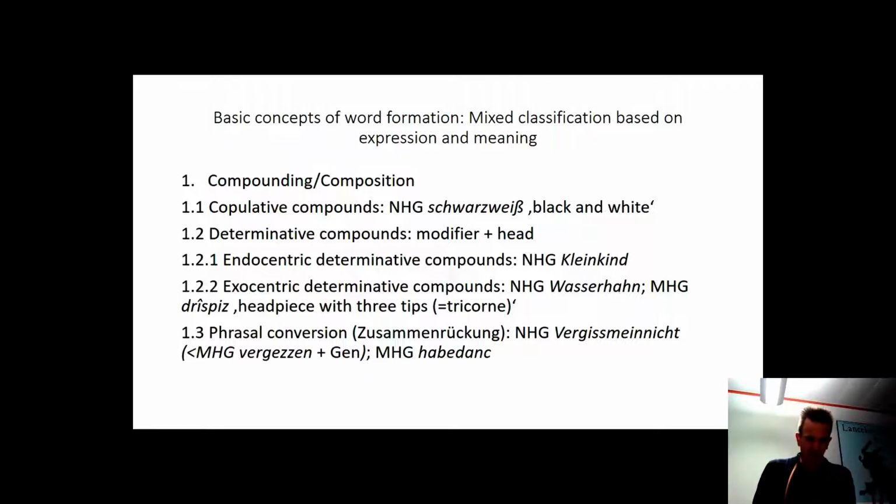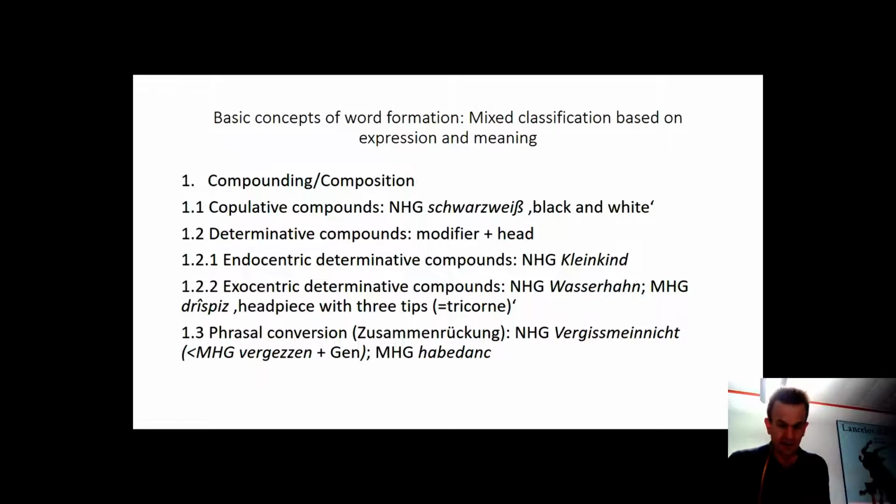In compounding, a distinction is made between compounds of equal constituents, so-called copulative compounds such as schwarz-weiß, meaning black and white, or Hosenrock, a mixture of skirt and trousers, and compounds with dependencies between constituents, so-called determinative compounds, which can be further classified in terms of their semantics. Endocentric determinative compounds determine a subset of what is denoted by the base noun. Kleinkinder are still Kinder, while exocentric determinative compounds do not, for a variety of reasons. Wasserhahn, unlike an Auerhahn, is not animate.